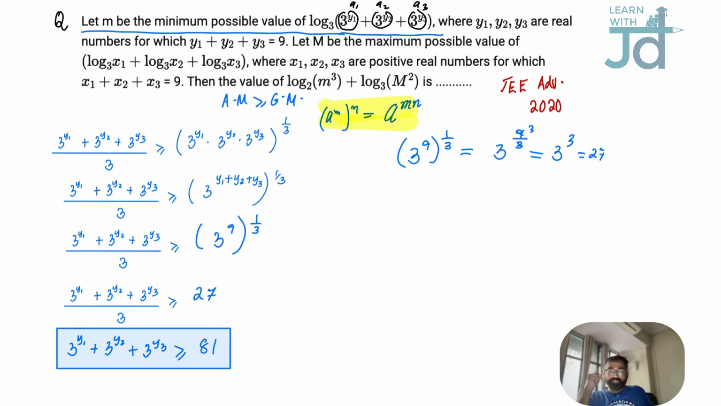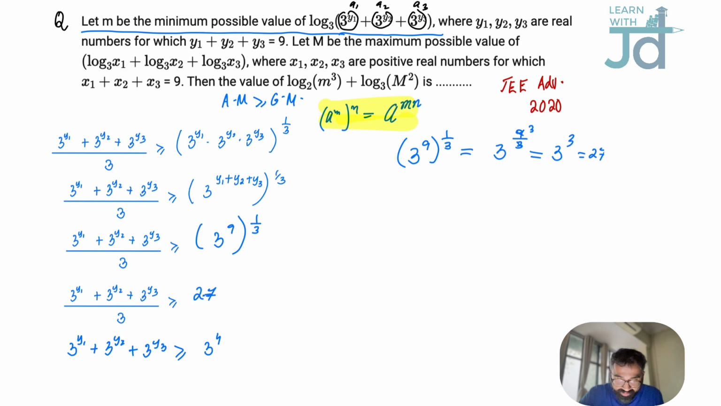Now they're asking the minimum value of this, so I'm not yet done actually. They're asking not the minimum value of this, they're asking the minimum value of log of this to the base 3. So you know that 81 is basically 3 raised to 4, or you could have thought 27 here, you could have simply written it as 3 cube. So directly 3 into 3 cube is 3 raised to 4. You don't need to know it is 81 or not. Simple.